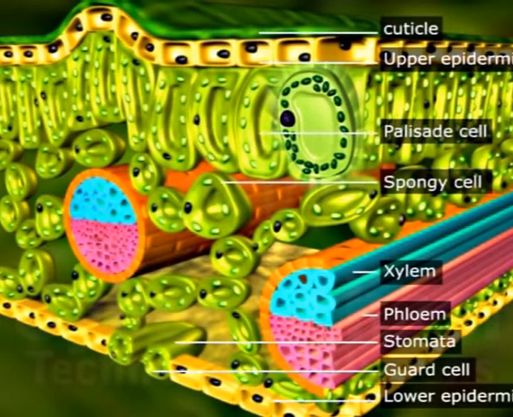These cells contain numerous chloroplasts. The lower epidermis contains stomata. The vascular bundles contain water-conducting xylem and food-conducting phloem tissue.